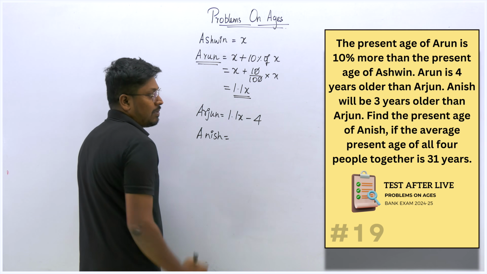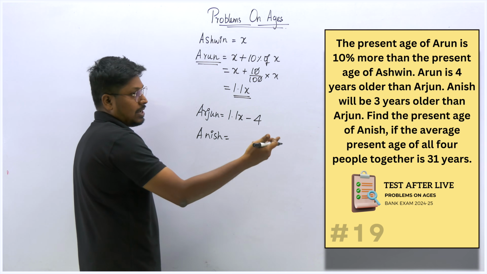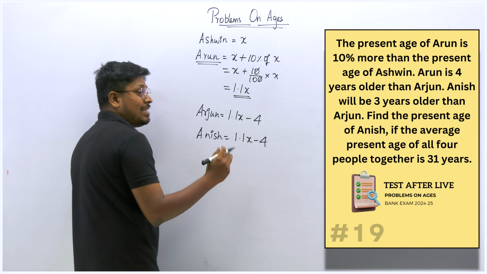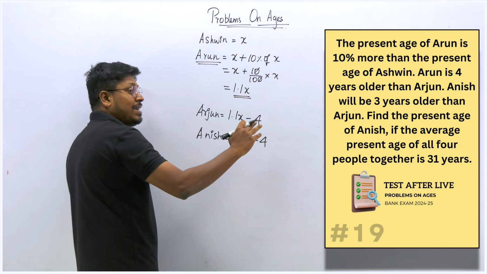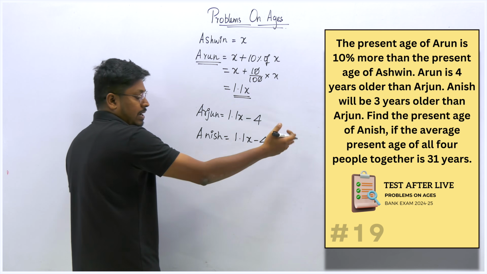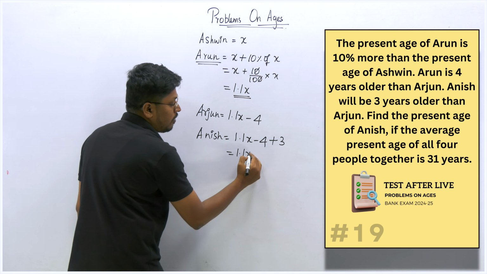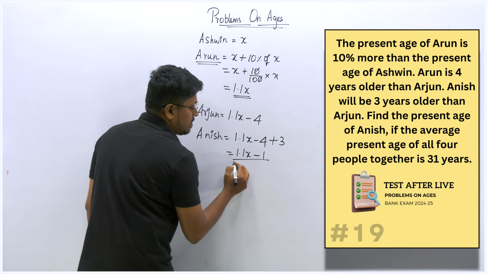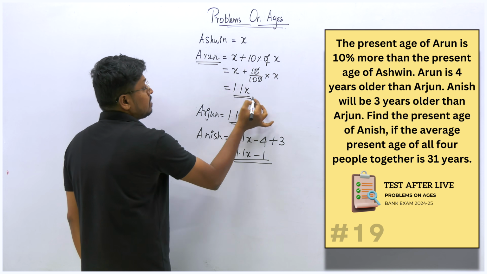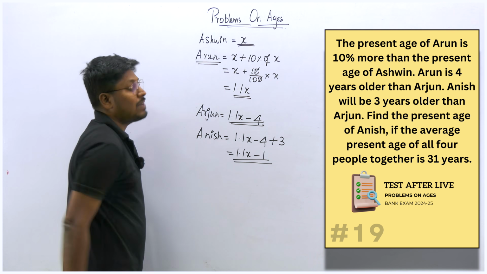So Anish is equals to 3 years older than Arjun. So already Arjun is 1.1x minus 4. So now 3 years older. So if he is 3 years older, then we have to add 3 because he is not younger, he is older. Add another 3. So which will be 1.1x minus 1. So this will be the age of Anish. This will be the age of Arjun. And this will be age of Arun. And this will be age of Ashwin.